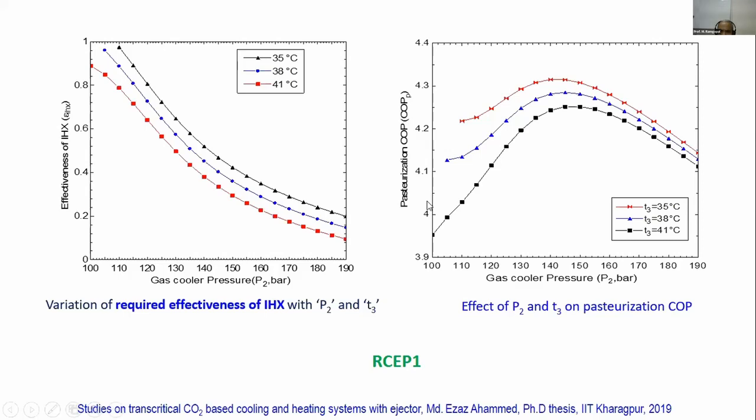Again, I mentioned the pasteurization COP, and what kind of values you get for it. You can see that at a given gas cooler exit temperature, there is an optimum gas cooler pressure at which this pasteurization COP is maximum. Naturally, this maximum COP increases as your gas cooler exit temperature reduces. At optimum conditions, you get a COP of about 4.2 to 4.3. In this study, we have maintained the evaporator temperature constant at about 2 degrees centigrade.